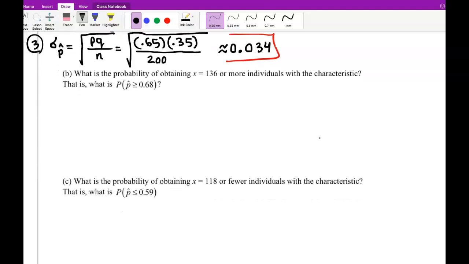Part B: what is the probability of obtaining x equal to 136 or more individuals with the characteristic? So we should find the probability that the sample proportion is at least 0.68. Here we have the sample proportion exactly, as when we had x. The first step was the z-score, so do the same thing on this part. Compute the z-score first.